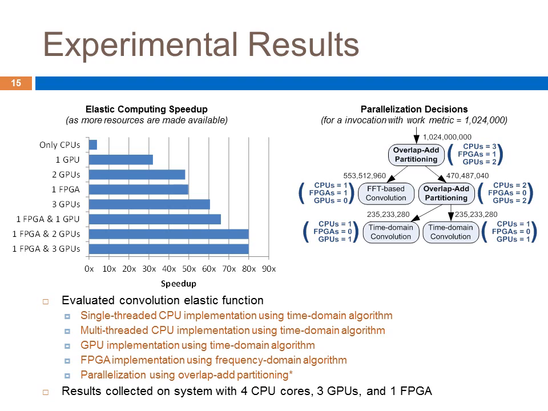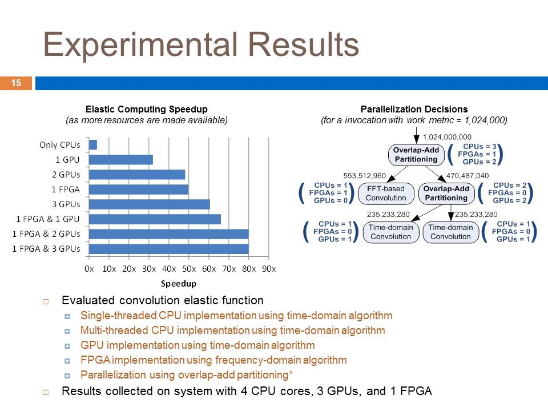If we considered only the FPGA, we got a speedup of around 50x. If we looked at all 3 GPUs, we had a speedup of around 60x. And if we continue to add more and more resources, we get up to a point where we have a speedup of about 80x, which again was achieved completely transparently without any changes to the code. The application designer simply called this convolution elastic function. And on the right side, it shows one example of how the work was partitioned across devices.